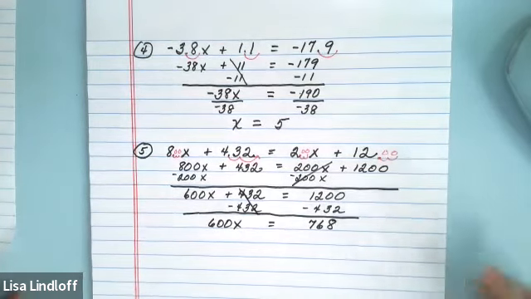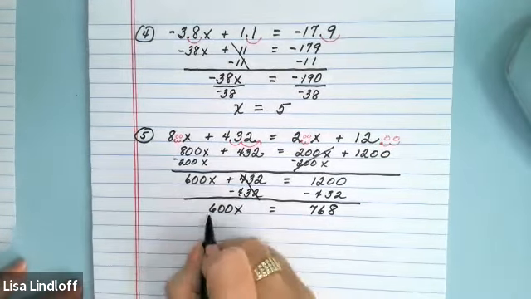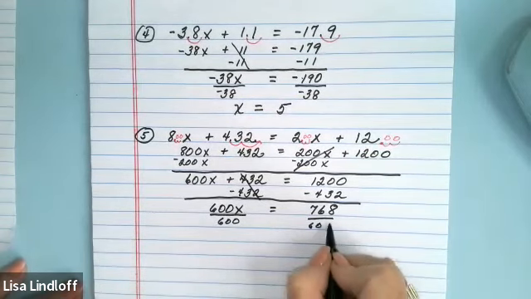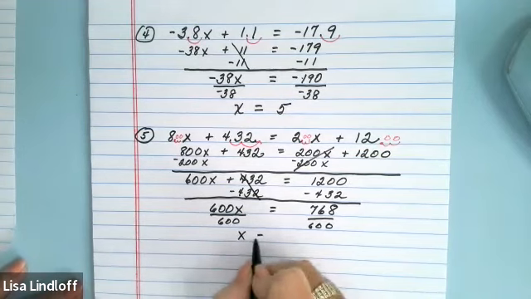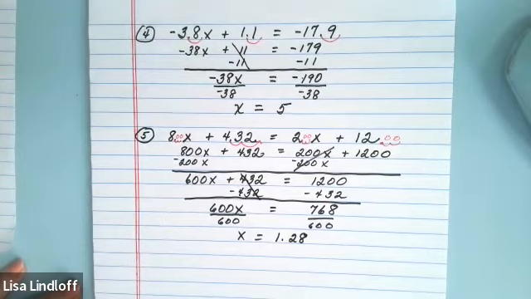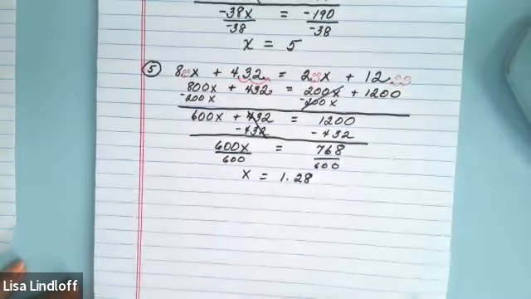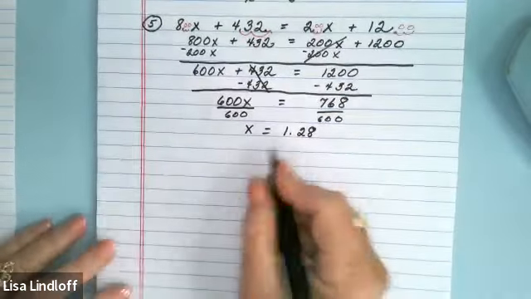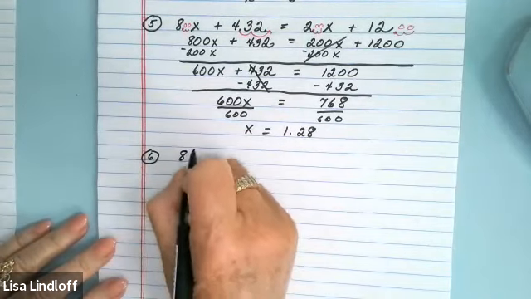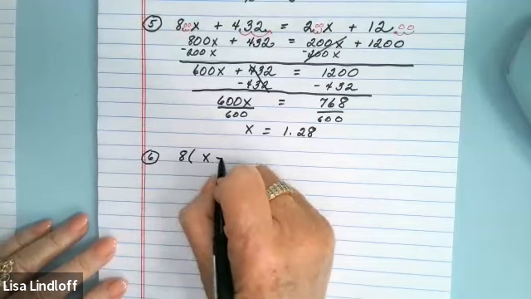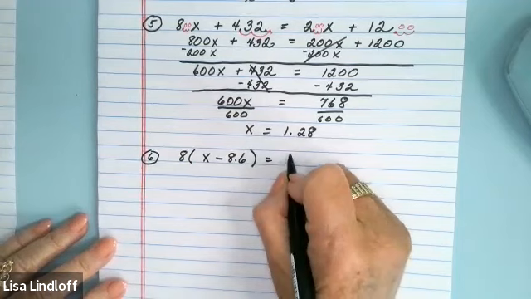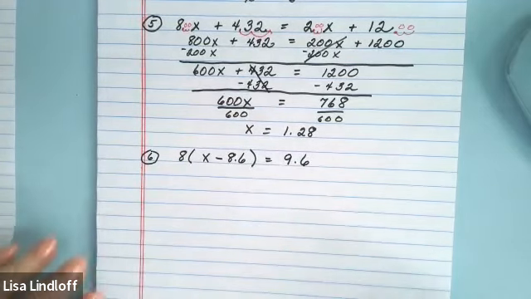This would be a calculator activity. Now divide by the coefficient, which is 600, and I get x is 1.28. All right, let's take a look at the last one. Number 6. This has 8 parentheses x minus 8.6 close is equal to 9.6.